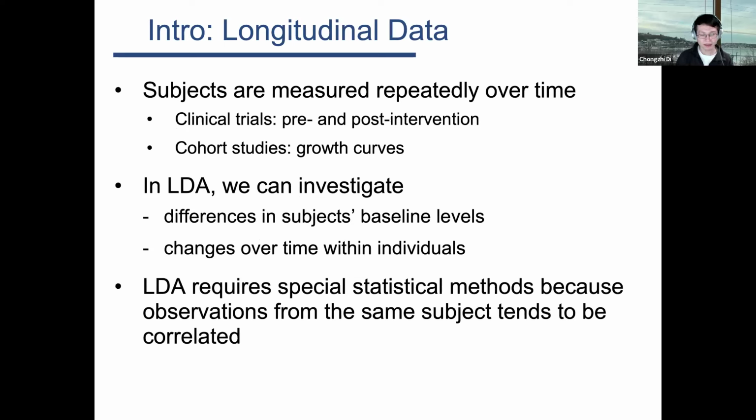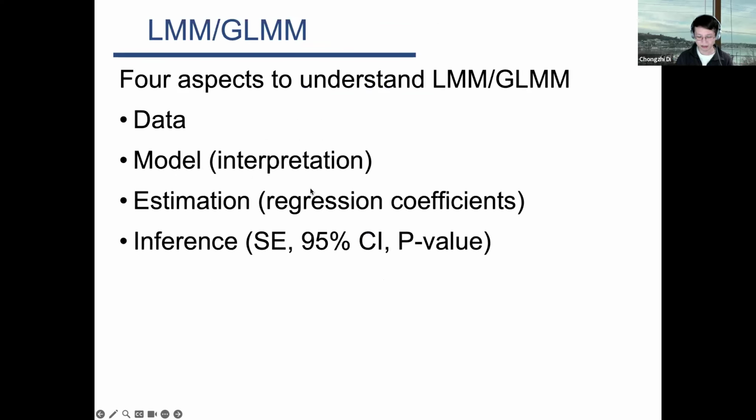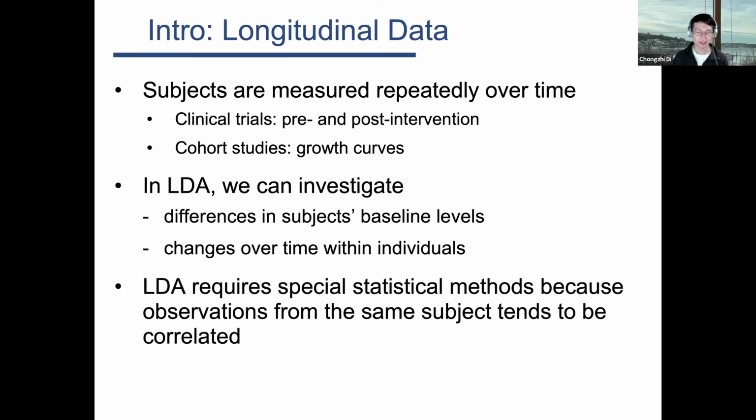Now in longitudinal data, because you have repeated measures, as compared to a typical cross-sectional study where you have everything at only one time point, you can investigate different questions. You can not only investigate differences in subjects' baseline levels, which you can already do in a cross-sectional study, but because you have repeated measures, you can also investigate changes over time and make inference about the patterns in changes. So why does longitudinal data analysis require special statistical methods? Why not just use your standard regression?